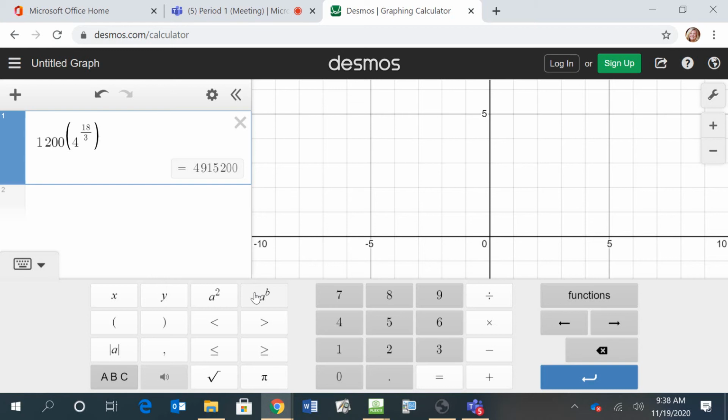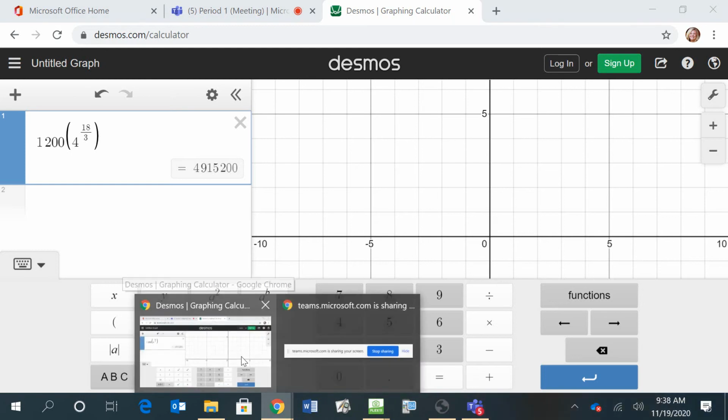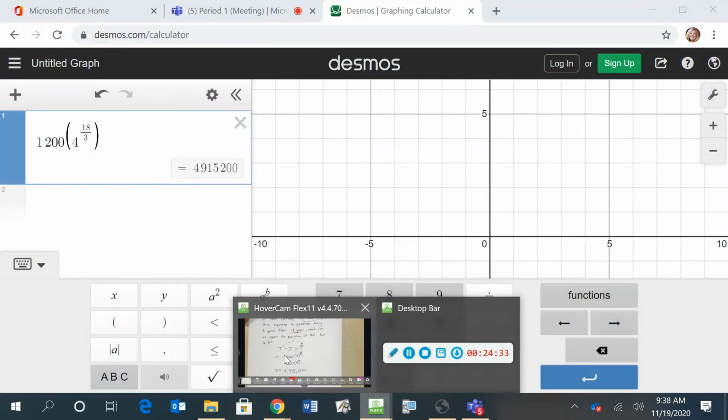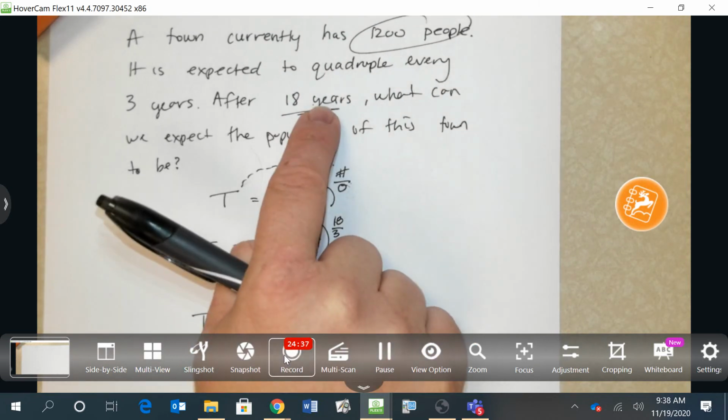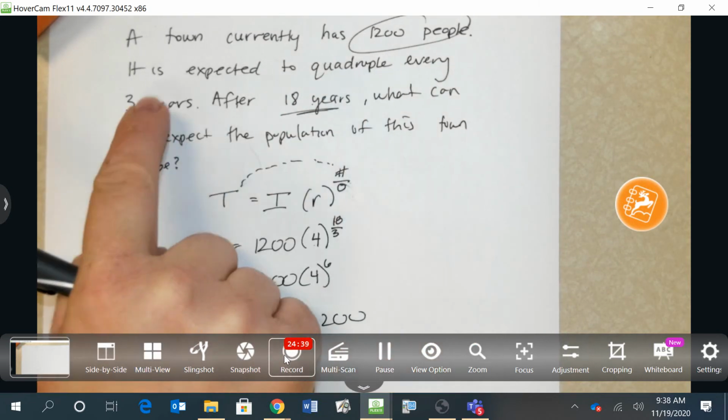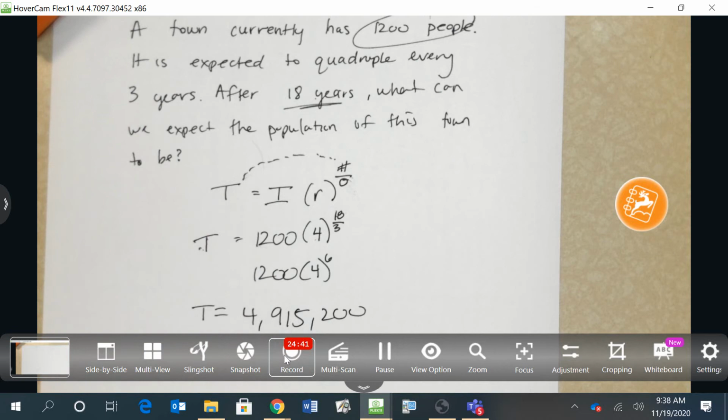So what does this mean? It means the population of this town we can expect to be approximately 4,915,200 after, here's the key, you have to write a sentence, we can expect it to be that much after 18 years. That's the key. This much after 18 years if we assume that it quadruples every 3 years.